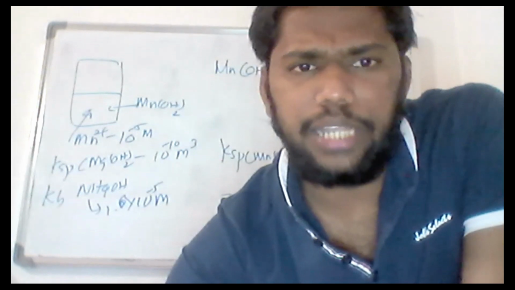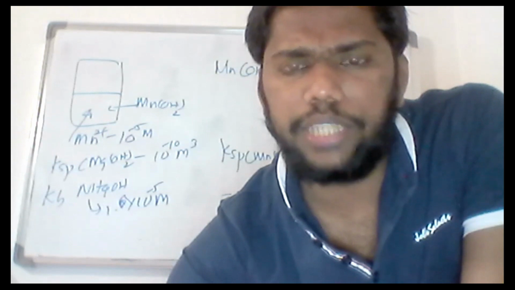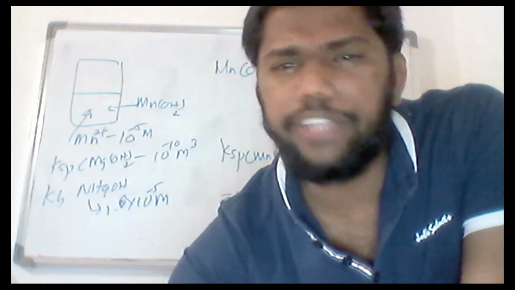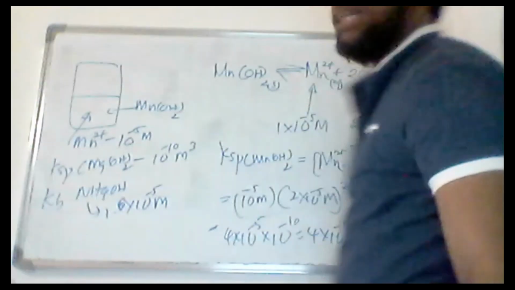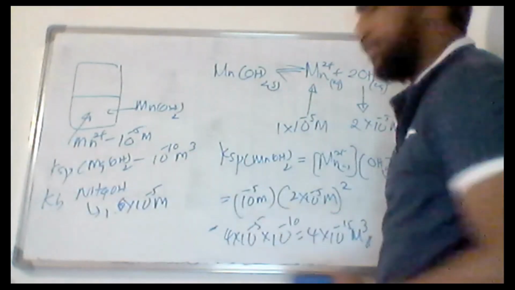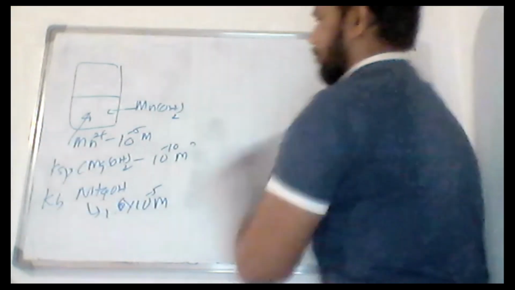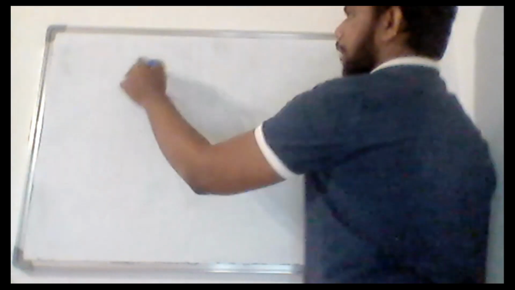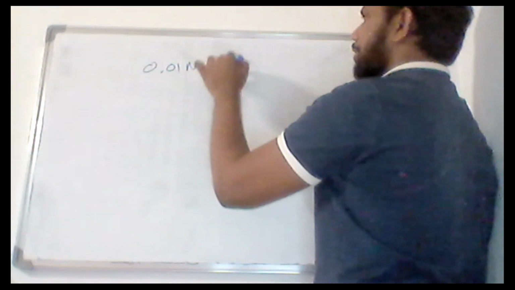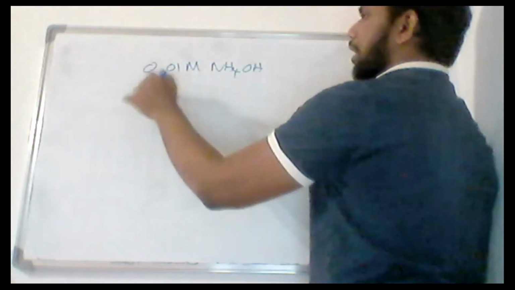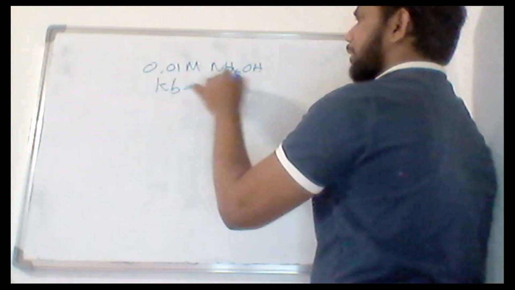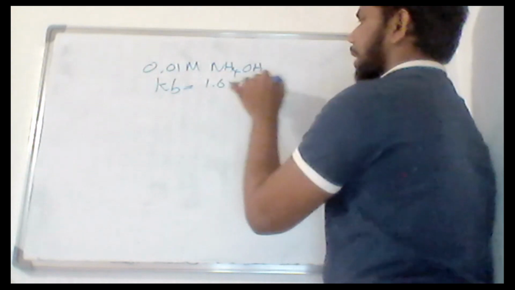Then the second question tells us to calculate the concentration of hydroxide ions in a 0.01 M NH4OH solution. So the idea is, you have been given a 0.01 M NH4OH solution, and you have been given Kb as 1.6 times 10 to the power -5.